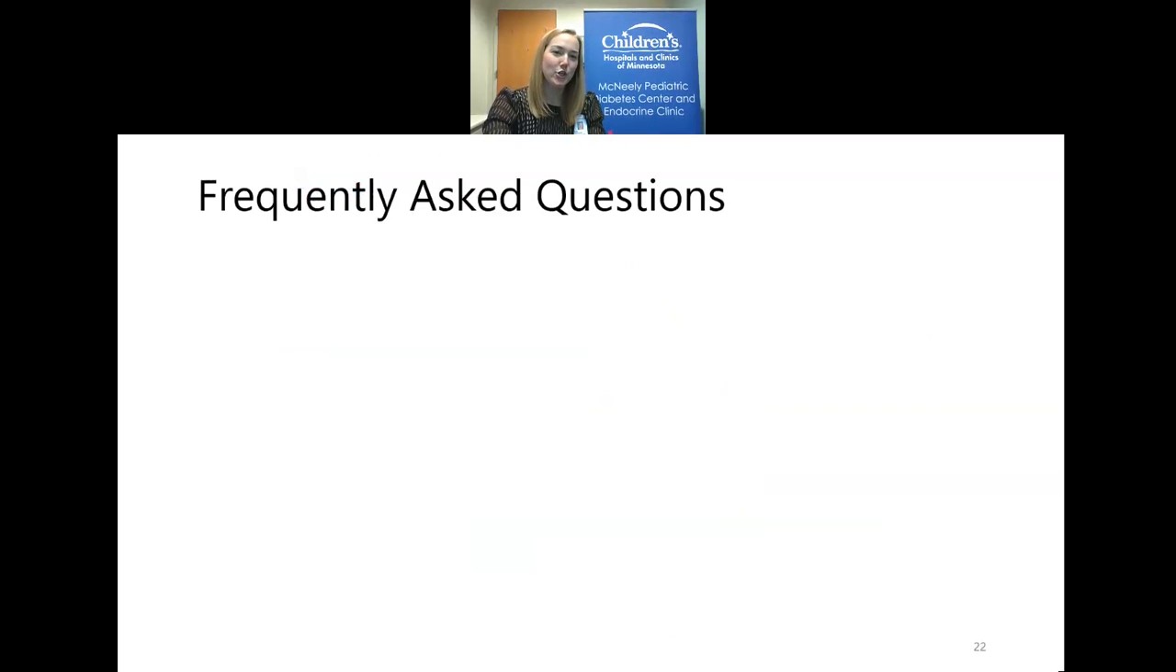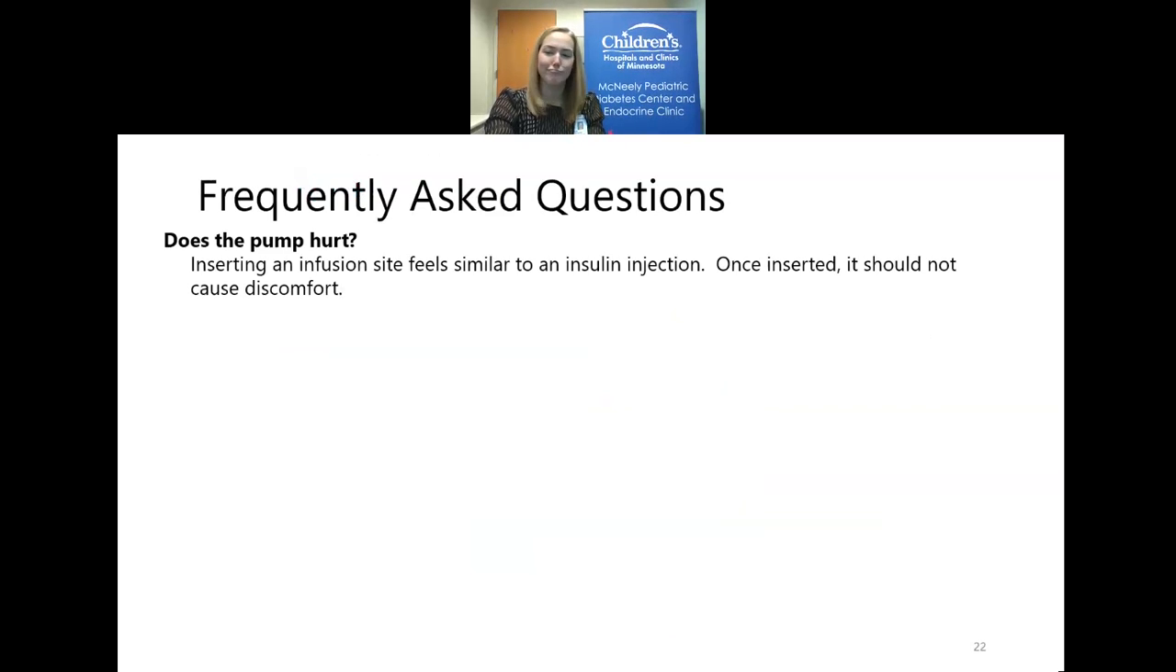All right, couple FAQs. Does the pump hurt? No. Putting an infusion set feels very similar to an insulin injection, very similar to CGM insertion. Once that needle is out, it shouldn't really cause any discomfort. If you are using one of the steel needle infusion sets, I've used them before. They didn't cause me any discomfort afterwards.